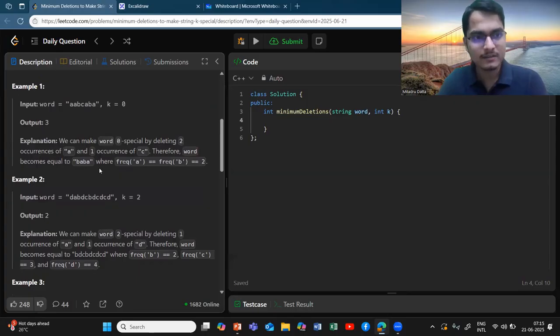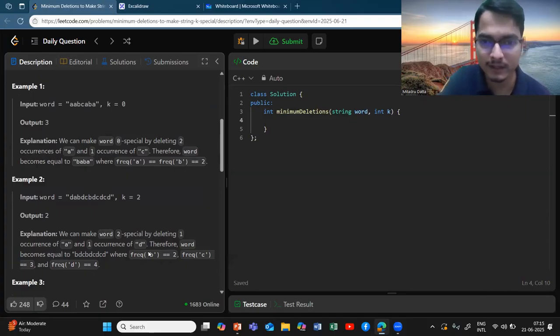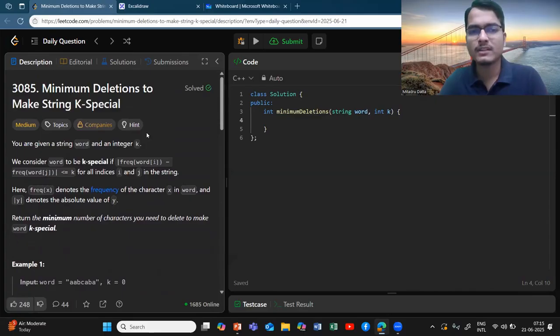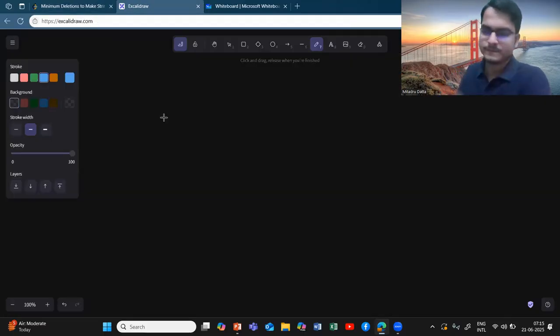As you can see here, some examples are given. With k equals 2, it means that we can make the word 2-special by deleting occurrences of a and occurrences of d. Therefore the frequencies become within this range of k. Let's try to understand what this k means a little later. Let's try to figure out things first.